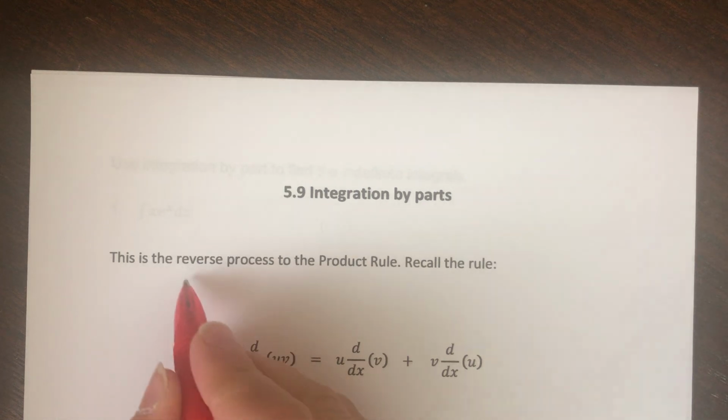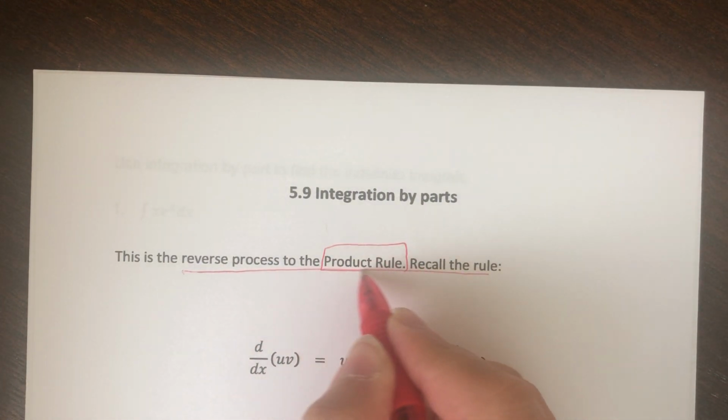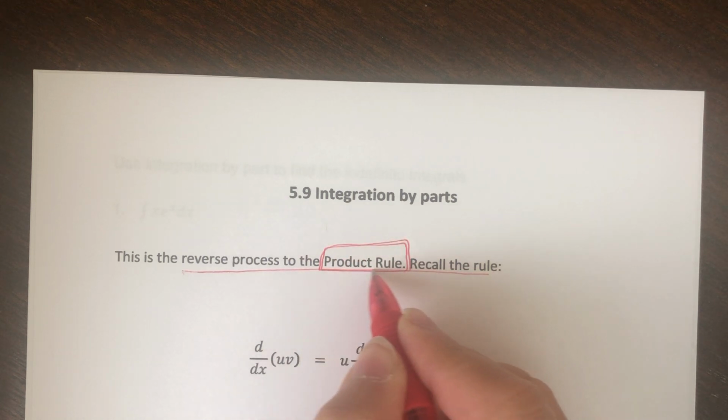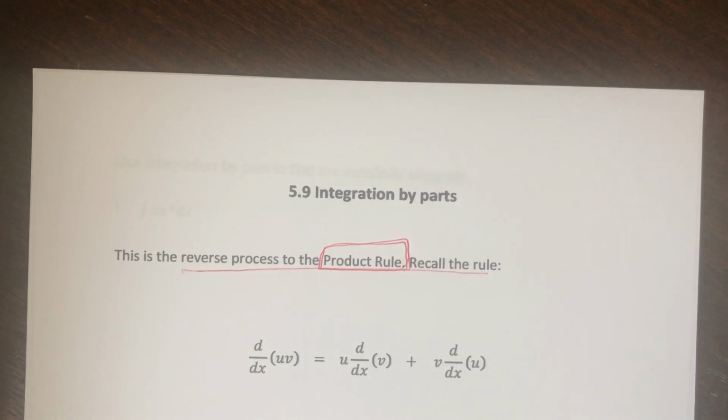Integration by parts is simply the reverse process to the product rule, okay? So we're not going to have a reverse process to the quotient rule. That's also because really every quotient can be written as a product. So hopefully that works.